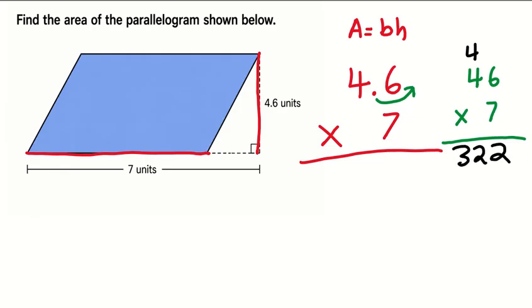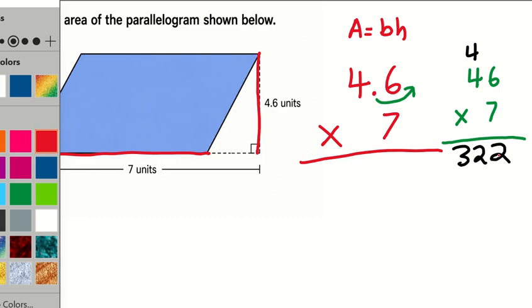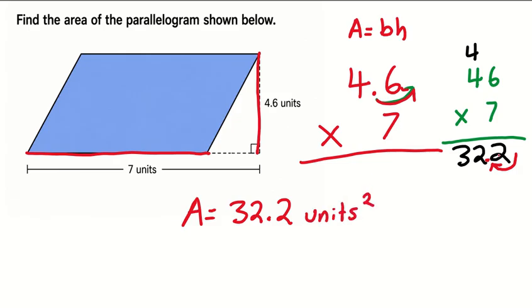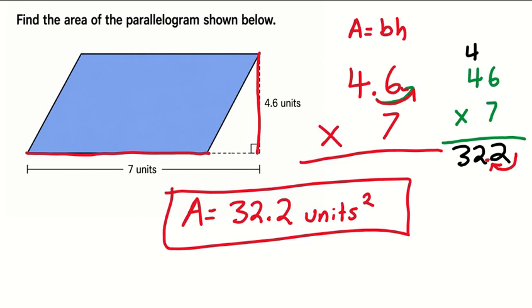Now, the answer is not 322 because remember, I need to put the decimal back where I got it. So let's go ahead and do that. Since I moved it one place to the right, I now need to move it back where I got it, one place to the left, which means that I have an area of 32.2 units squared. Or you could just say square units.